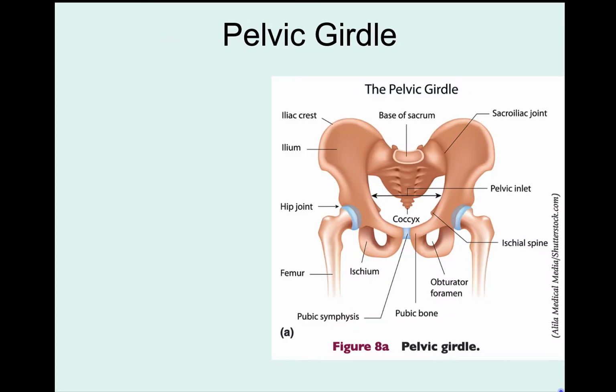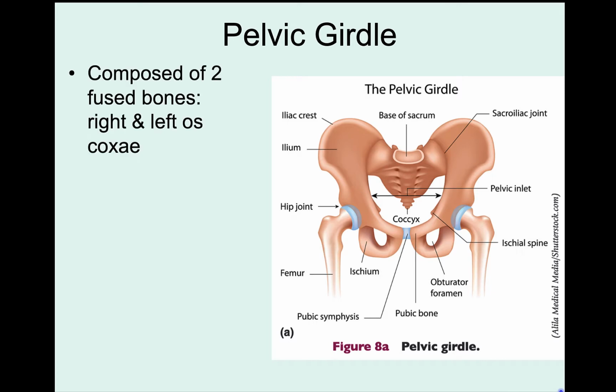Welcome back, upper extremity professionals. Let's move on to our pelvic girdle and eventually our lower extremity. Here we can see that our pelvic girdle is composed of two fused bones, the right and the left os coxae. So I'm going to outline these right in here. This is one os coxa, and over here is the other os coxa. This makes up our pelvic girdle.